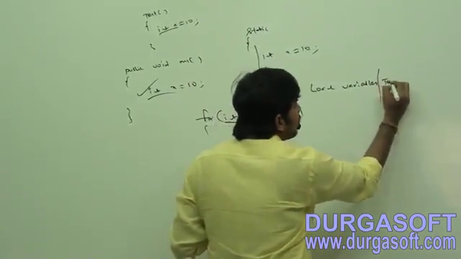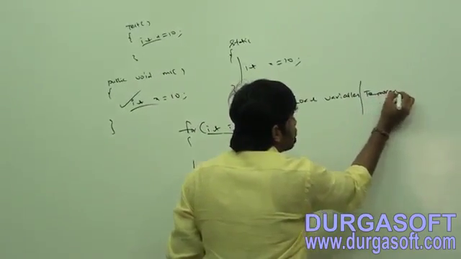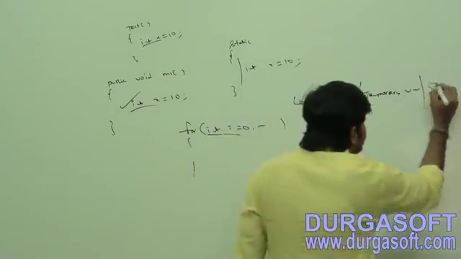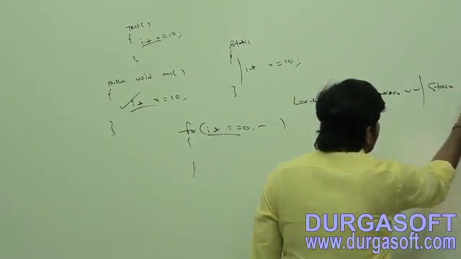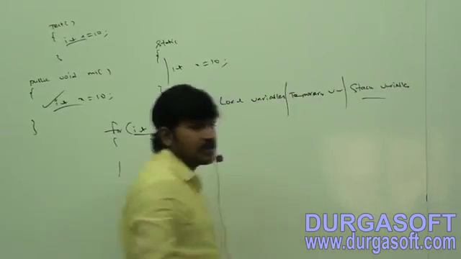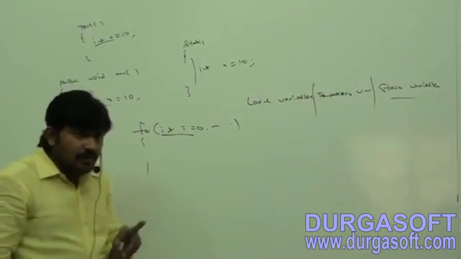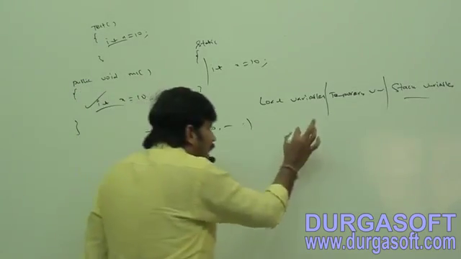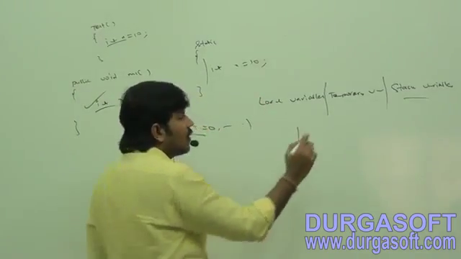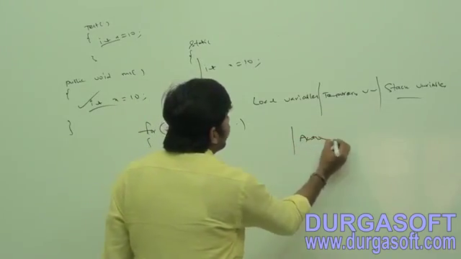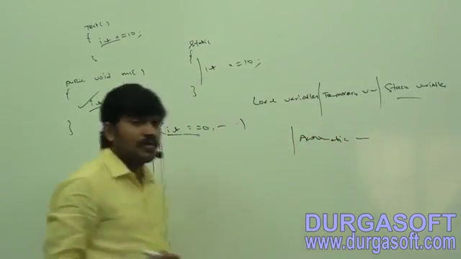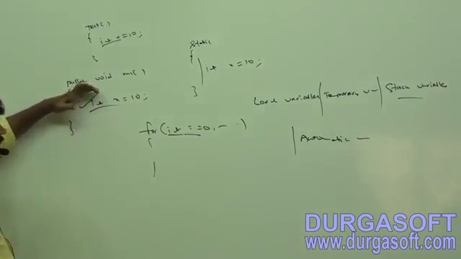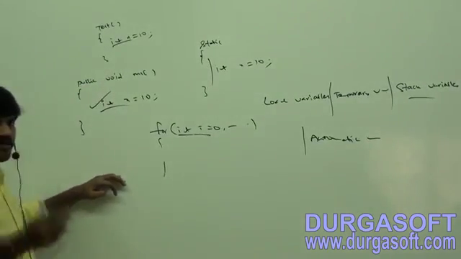Or I can use the term temporary variables. Correct or not? Local variable, temporary variable, or stack variables. Do you know in which memory area these variables are going to be stored? Inside stack memory. Local variables are always going to be stored inside stack. Stack variables are nothing but automatic variables also. Automatic, because sometimes available; once we complete the method, not available.